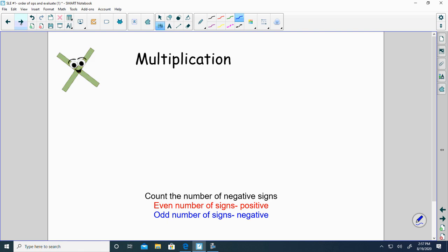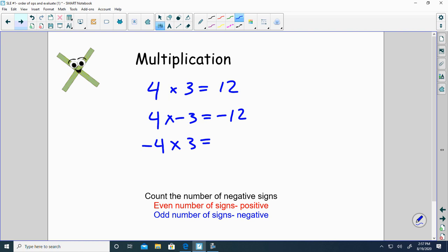Multiplication. This has been going on for some time. Let's just pick two numbers. Let's say I have 4 and 3. If I multiply those together, I get 12. If I have 4 times negative 3, that would give me a negative answer. If I have negative 4 times 3, that also gives me a negative answer. And if you have two negatives that you're multiplying together, that would give you a positive number.